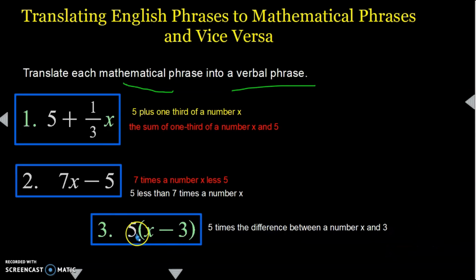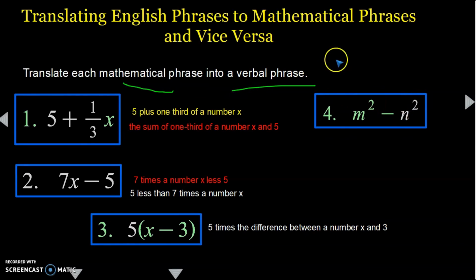5 times a number x less 3. Pero medyo ito pinakamalapit at pinakatamang translation in words. 5 times the difference between a number x and 3. Or pwede ring the difference between a number x and 3 times 5. Pwede ganon. Kasi multiplication naman yan. Pwede magkapalit ng pwesto ang factors, 'di ba?